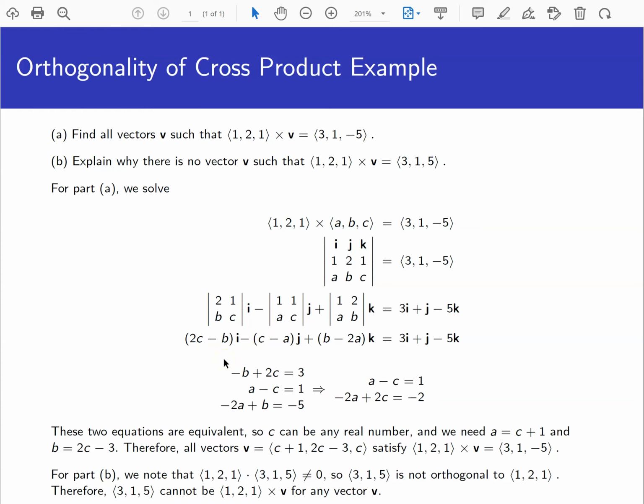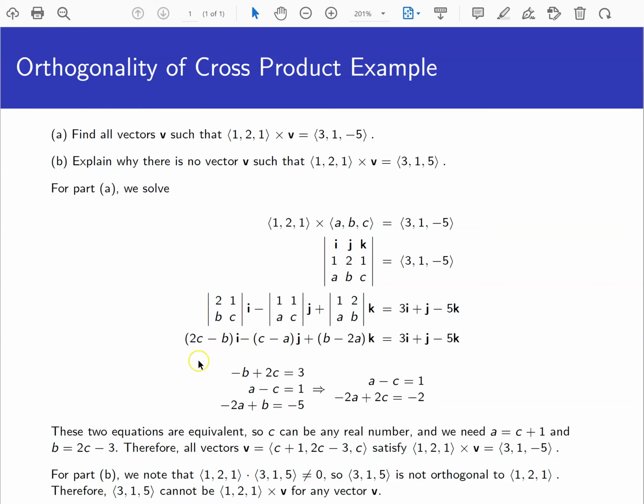Now let's take our determinants: (2c minus b) times i, (c minus a) times j, and there's a negative in front, and then (b minus 2a) times k. That still has to equal the vector 3i plus j minus 5k. Now we equate components and set up a system of equations.